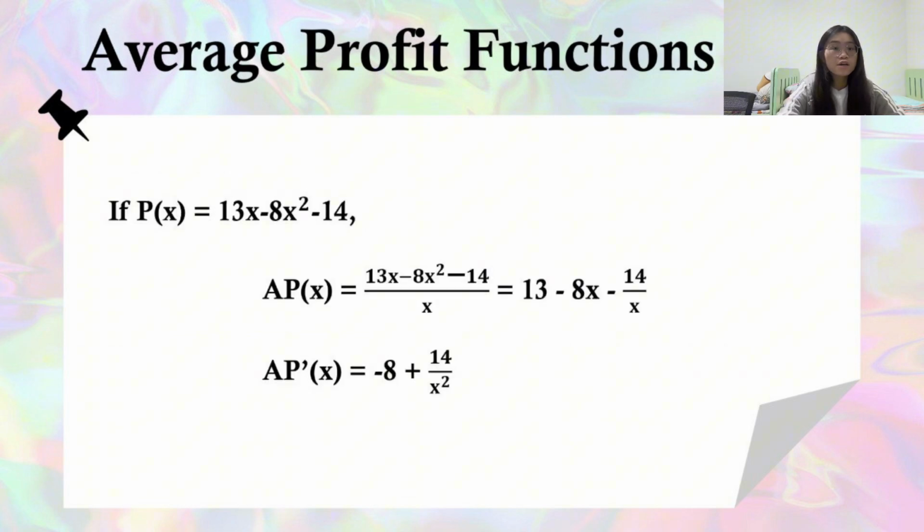For example, just now our profit function is equal to 13x minus 8x squared minus 14. So we divide this profit function by x and we will get 13 minus 8x minus 14 over x for the average profit function. After that, we need to do the differentiation. So the derivative of the average profit function is equal to negative 8 plus 14 over x squared.